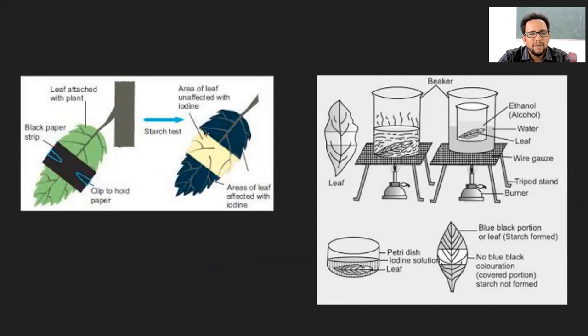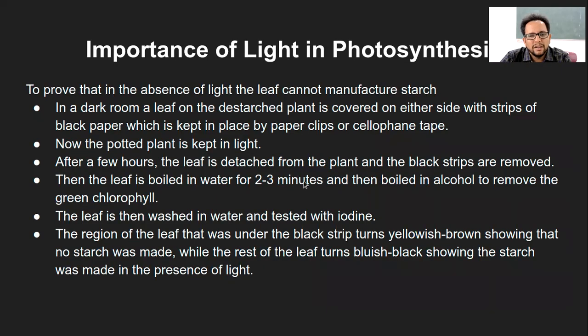The area which was covered with the strip, that means photosynthesis did not happen there, so it will not turn bluish black, and it will remain yellowish brown after addition of iodine, while the area which was exposed to sunlight and not covered will form starch due to the process of photosynthesis. So upon addition of iodine solution, it will show bluish black coloration. So that is the simplest experiment to prove that a plant needs light to perform the function of photosynthesis.